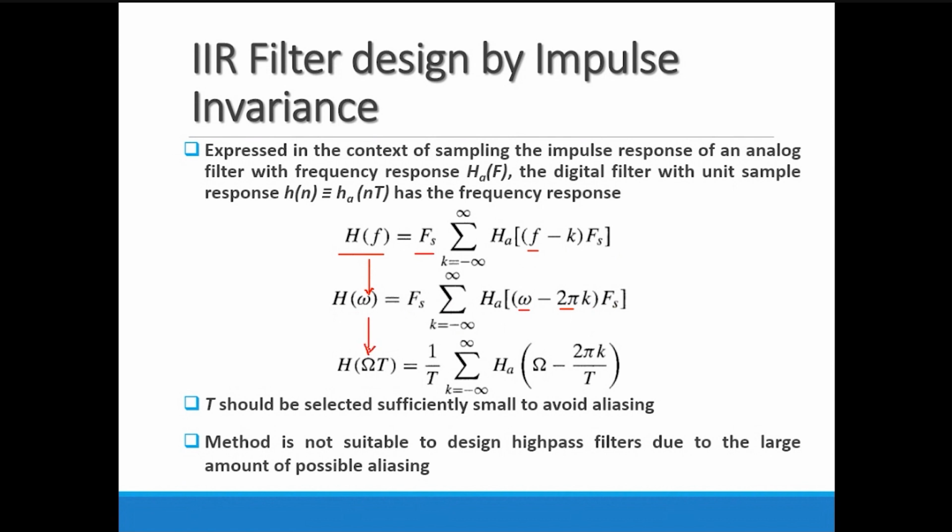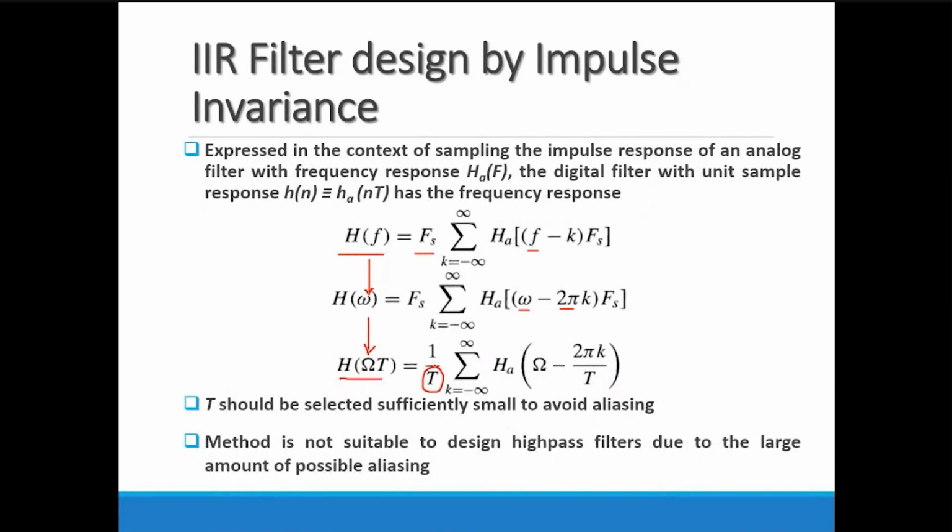Now we convert this in terms of T. So H(omega) is equal to 1 by T times the summation from k equals minus infinity to infinity of H_a((omega minus 2 pi k) by T). Here T should be selected sufficiently small to avoid aliasing. So whatever T we select over here, it must have a lower value.